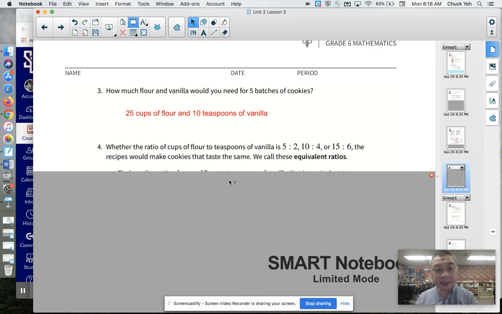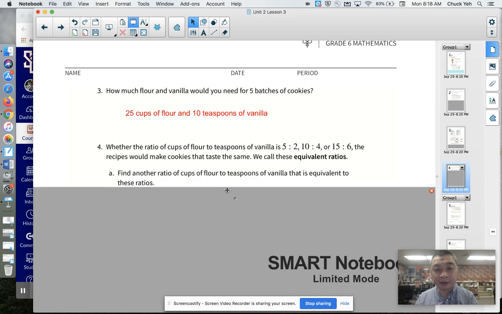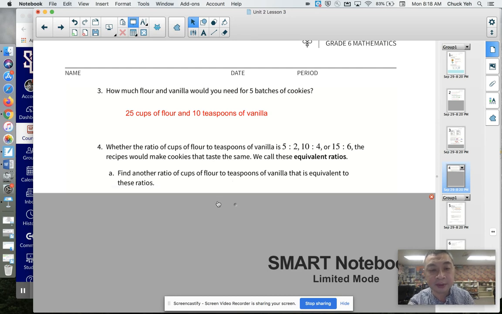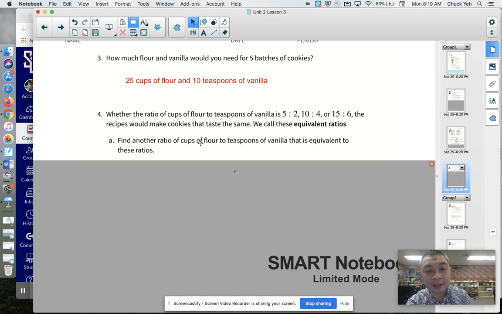Whether the ratio of cups to teaspoons is 5 to 2, 10 to 4, or 15 to 6, the recipe would make cookies that taste the same. We call these equivalent ratios. Find another ratio of cups of flour to teaspoons that's equivalent to that. So instead of 5 to 2, 10 to 4, 15 to 6, and 25 to 10, what's another one you could do?